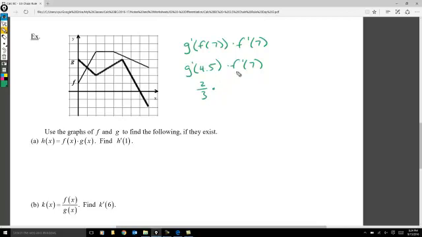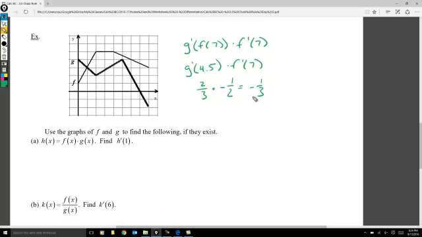I'm multiplying this by f prime of 7. So I go over to 7, and I want to know what's going on with the slope there. I look up at 7, and it looks like the slope is negative 1/2. I multiply 2/3 by negative 1/2, and that leaves me with a value of negative 1/3.